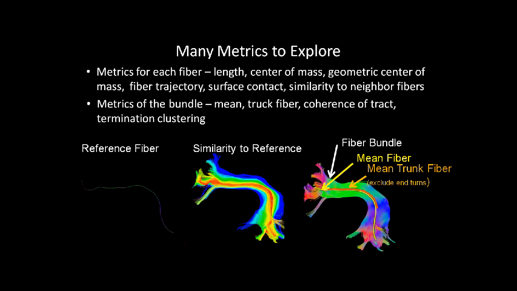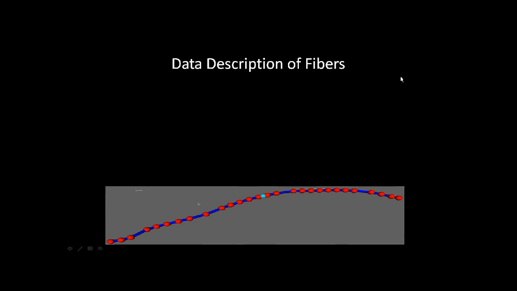There are a variety of metrics that we could use. You could be basing things on a single reference fiber, on a mean fiber, as illustrated by the yellow fiber on the right, perhaps a mean trunk fiber, that is, exclude the initial and final turns of the fiber track and match the middle point within that. All these are possible metrics that you might want to explore in your entry.